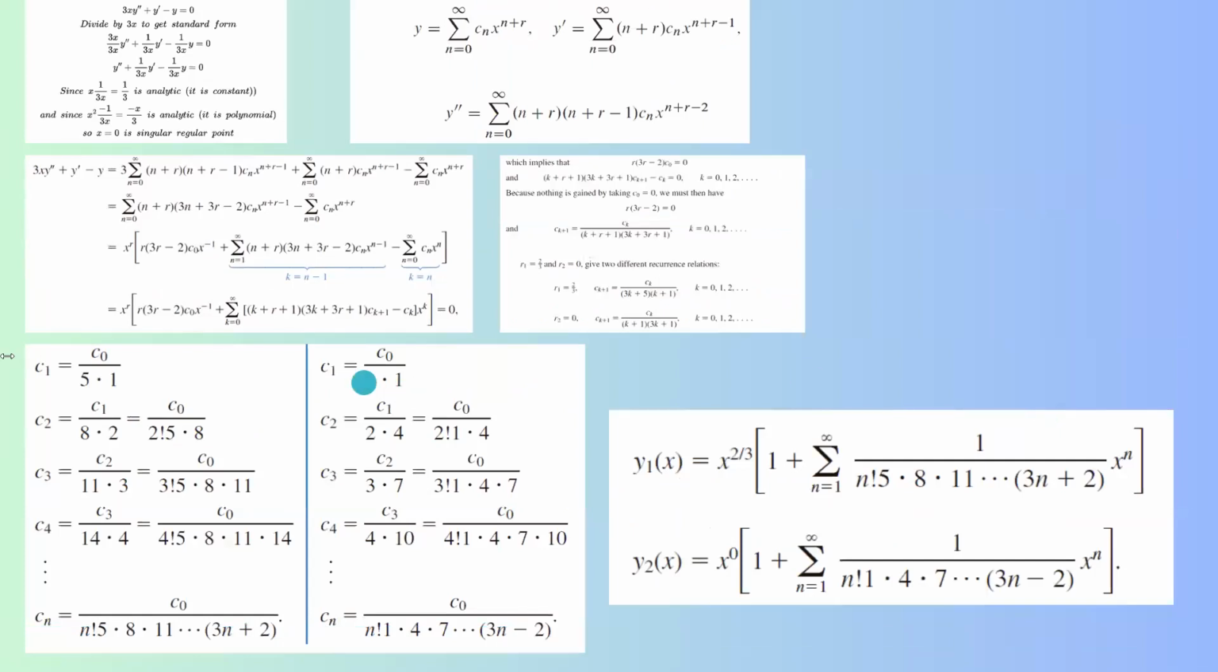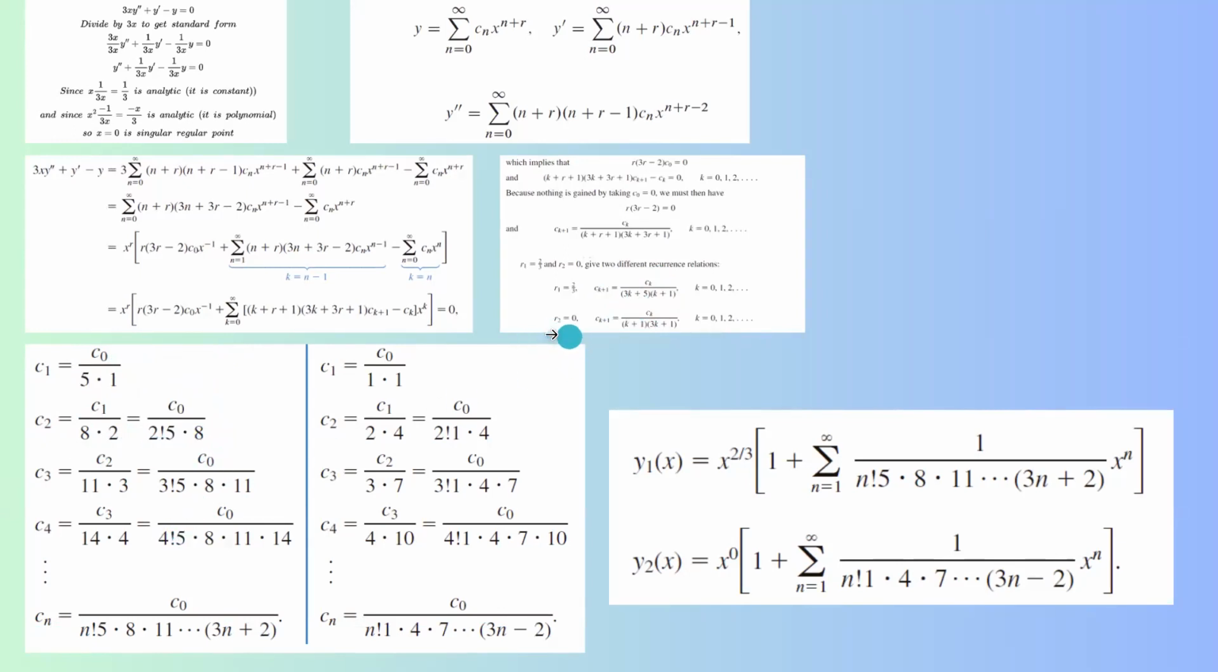Now, if you plug in some values, for example, if you calculate c sub 1 from the very first term, it is equal to c sub 0 divided by, wherever you see k, you're going to substitute 0. 3 times 0 plus 5 times 0 plus 1. So you get 5 times 1, c sub 0 divided by 5. The second term from the first recursive relation is c sub 1 divided by 8 times 2, or c sub 0 divided by 2 factorial 5 times 8, and so on.